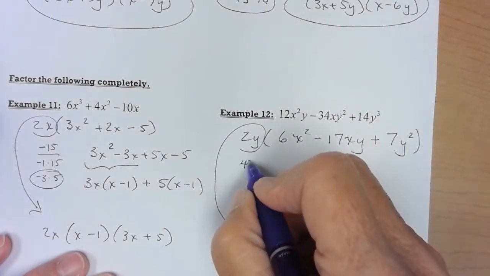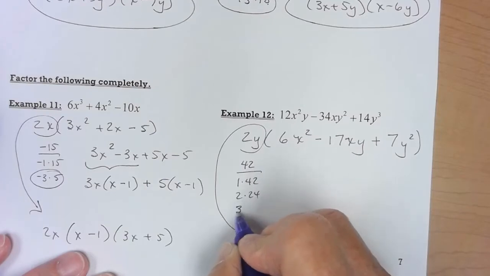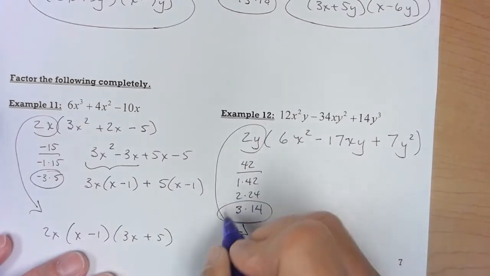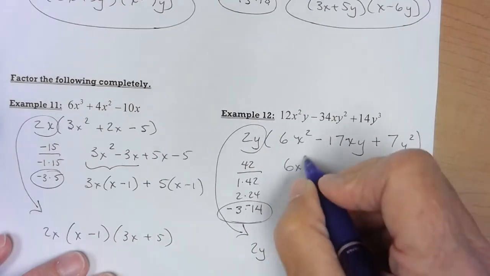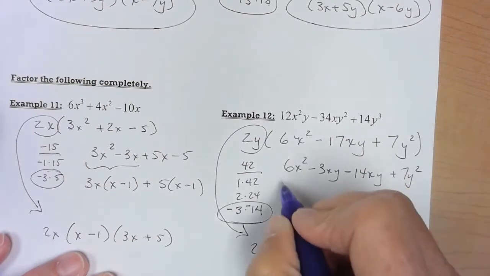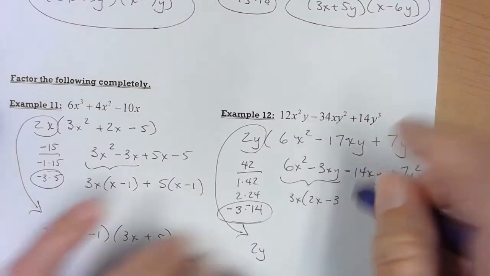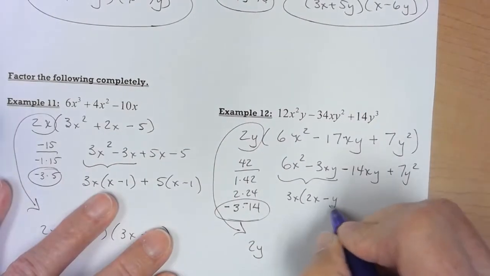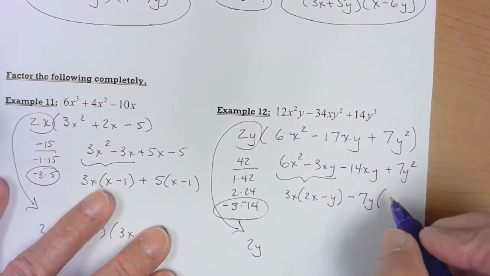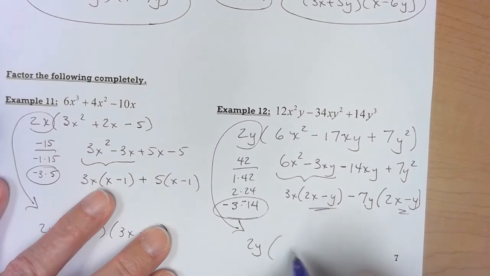6 times 7, that'd be a 42. 3 times 14. Use your calculator if you need to, but that's my 17, except my signs must be changed. Minus y. A negative 7y. So that's going to give me a positive 2x negative y. Parentheses to match.